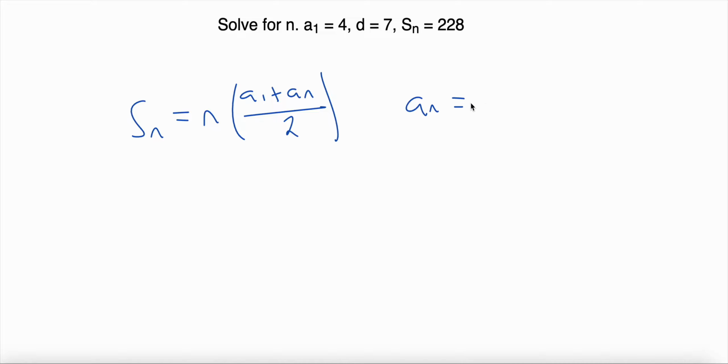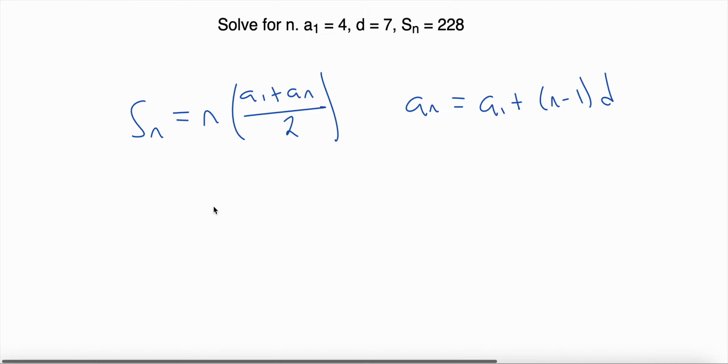So let's begin this problem by writing out our formula for the sum of a finite arithmetic series, which is going to be Sn equals n times (a1 plus an) over 2. And then let's also write out the explicit formula for an arithmetic sequence, which is going to be an equals a1 plus (n minus 1) times that common difference of d.